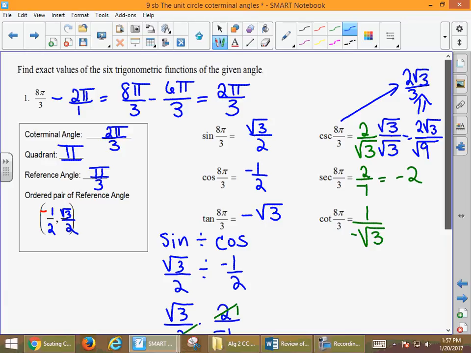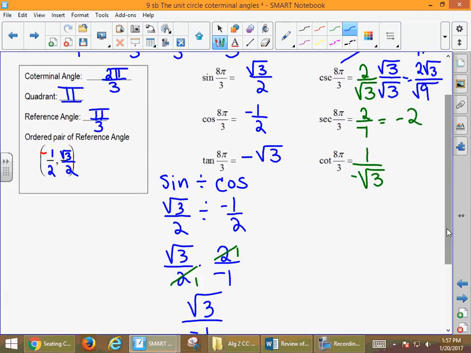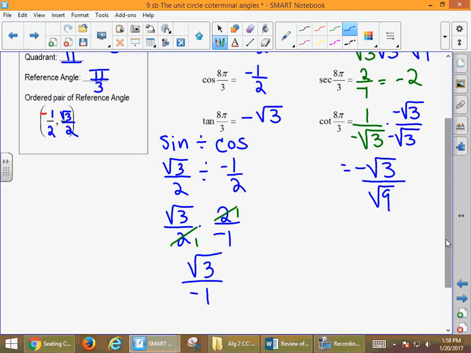Down here on the cotangent, the same kind of process. We want to get rid of the radical in the denominator, so we're going to multiply by negative the square root of 3. And we're going to multiply that in the denominator. We're going to multiply it in the numerator as well, in the bottom and in the top. 1 times negative square root of 3 is negative square root of 3. Negative times negative is positive. Square root of 3 times square root of 3 is square root of 9. And then the square root of 3 divided by square root of 9 is going to be the square root of 3 divided by 3, which is negative. And it's negative because it was originally. That didn't come out very well.